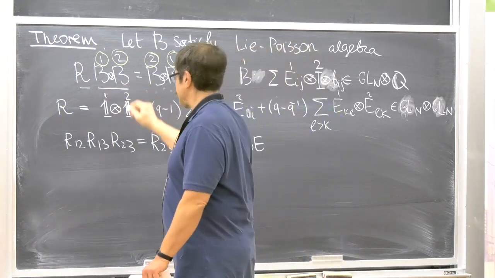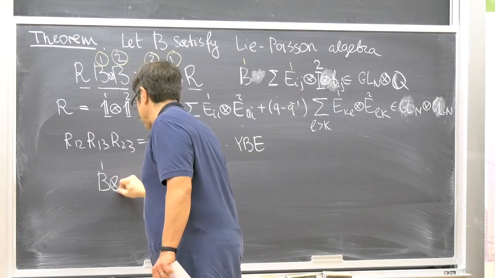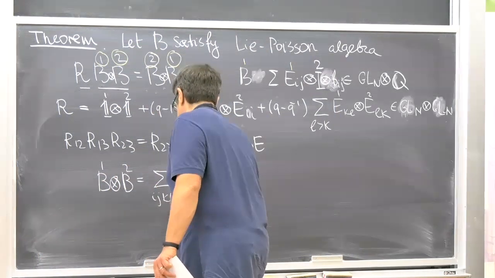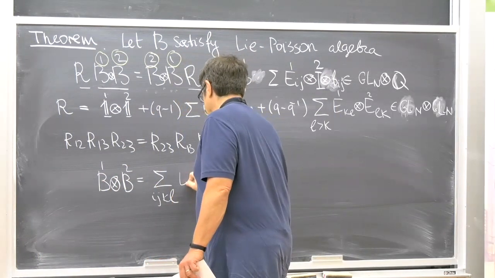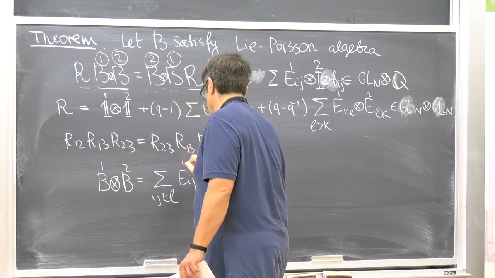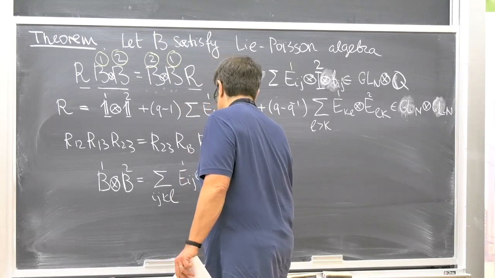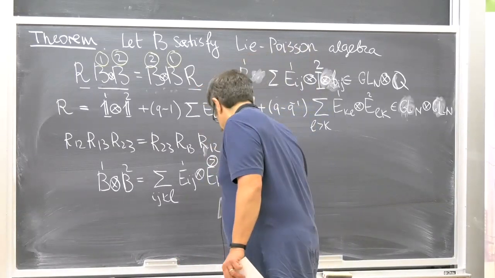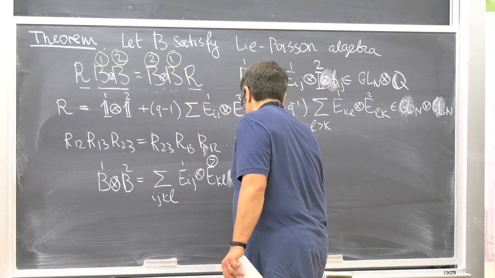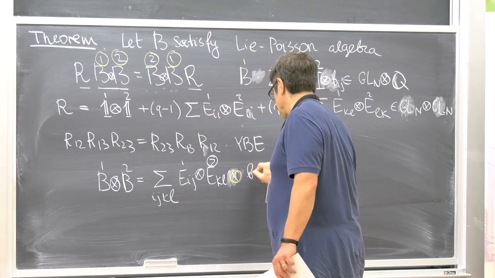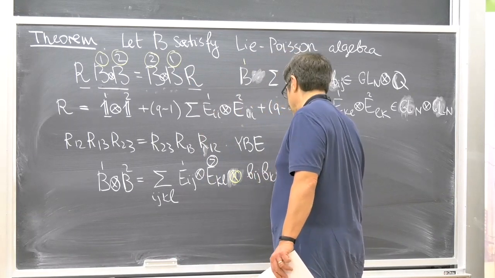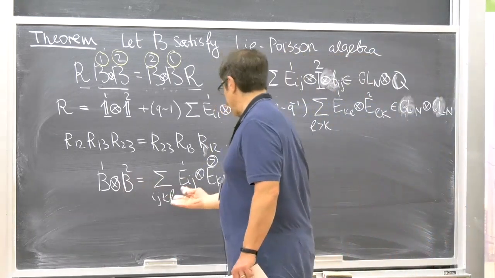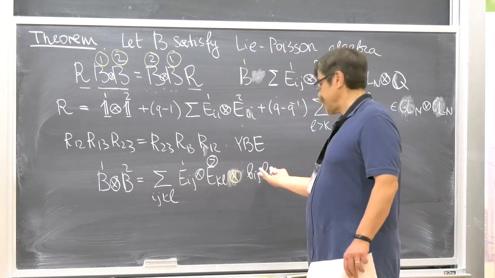Okay, so let's write this. Let's write what this is. Just carefully. So it's some IJKL, E_IJ in space 1, E_KL in space 2. And then in the quantum space, it is just multiplied by B_IJ B_KL. And if I swap this, basically this part remains the same, only the order is changed.